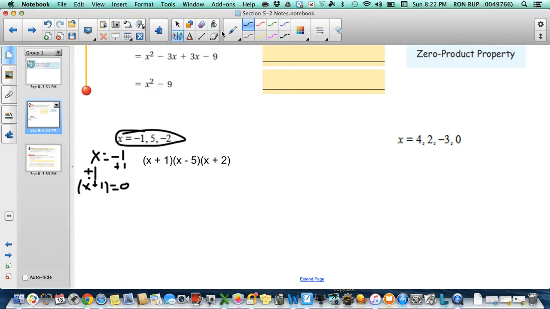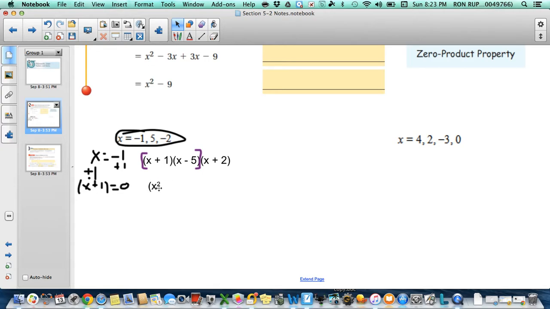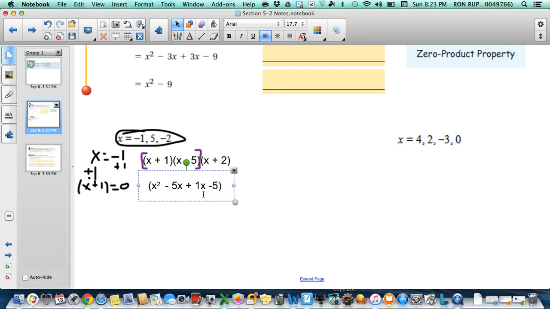So now we just have to distribute. What I recommend doing is picking two parentheses and starting there. So x times x times x is x squared. X times -5 is -5x. 1 times x is positive 1x. And 1 times -5 is -5. And we can simplify that to just be x squared minus 4x minus 5.